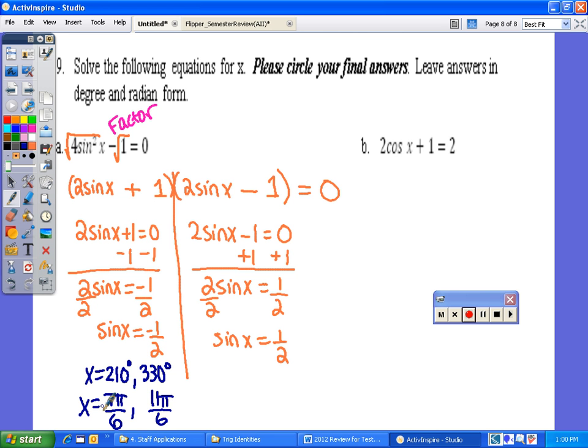Now sine is positive in two areas, in the first and second quadrant, so that would be 30 and 150. So that would be pi over 6 and 5 pi over 6. So there are your answers for part A.